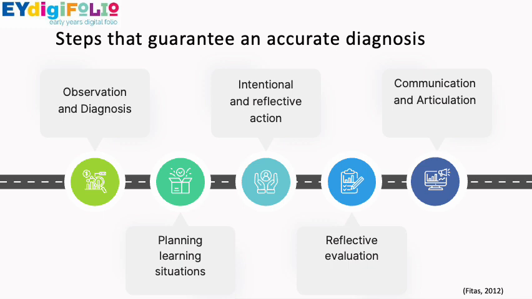Following diagnosis, planning learning situations tailored to the specific needs and strengths of each child is necessary to foster optimal development. Finally, reflective evaluation allows educators to review and assess the effectiveness of the implemented strategies, ensuring continuous improvement and adaptation of educational practices. These steps collectively form a robust framework for achieving accurate and meaningful diagnoses in early childhood education.